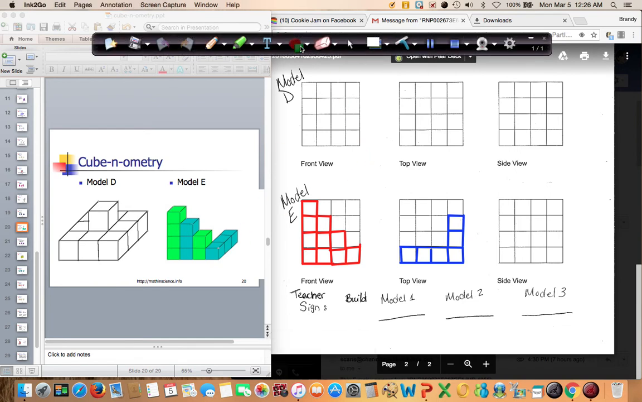Alright, so I have 1, 2, 3, 4, and then I have 2 more on the side. So I have 4 going up, 4 vertical faces, right? These 4 blocks I can see if I'm standing on the side. And then I have these 2 extra blocks on the bottom that are coming out. Okay? So this would be the front, top, and side view of model E.